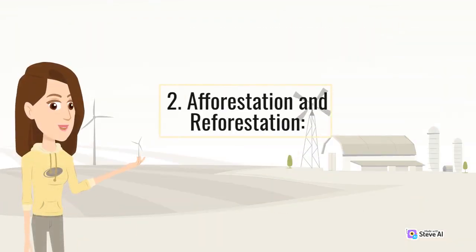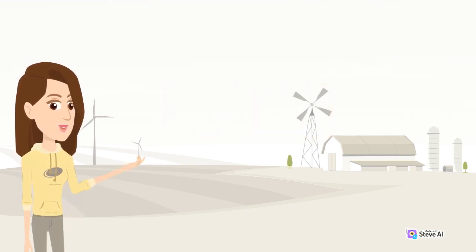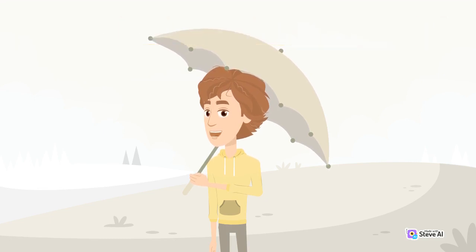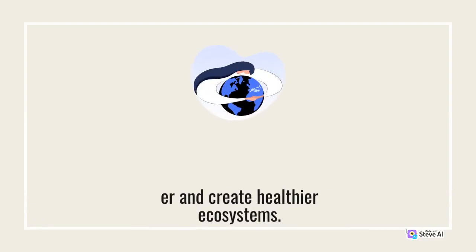2. Afforestation and reforestation. Promote afforestation efforts by planting trees in arid areas to stabilize soils, reduce wind erosion, and increase biodiversity. Reforestation initiatives can help restore the natural vegetation cover and create healthier ecosystems.